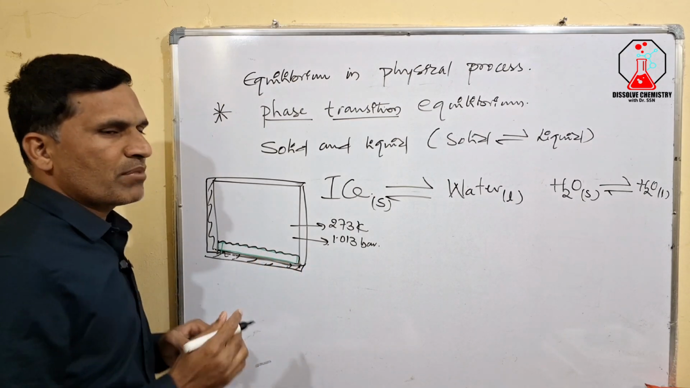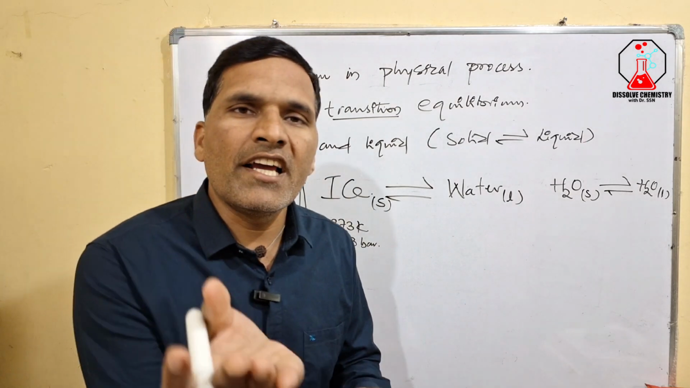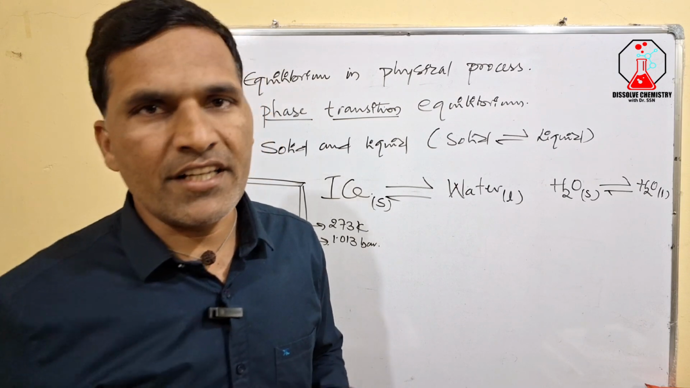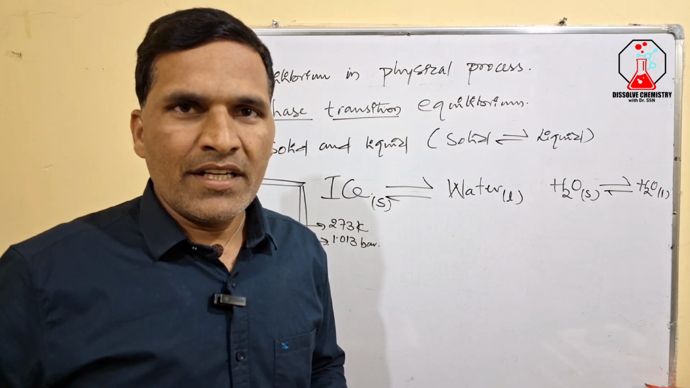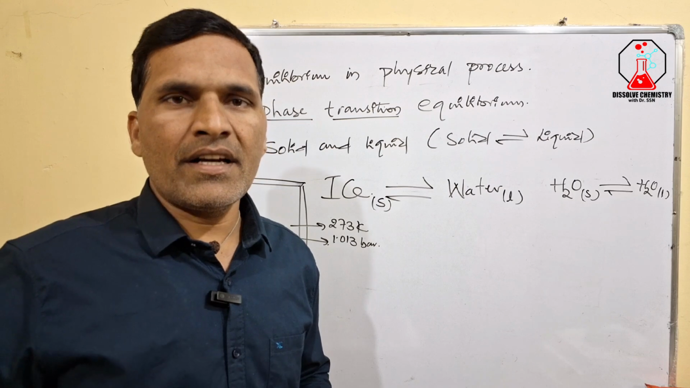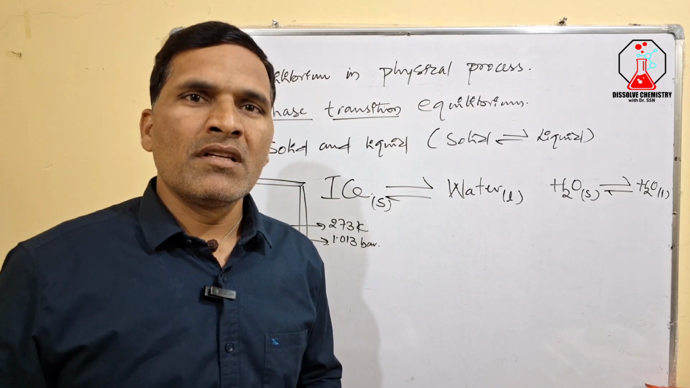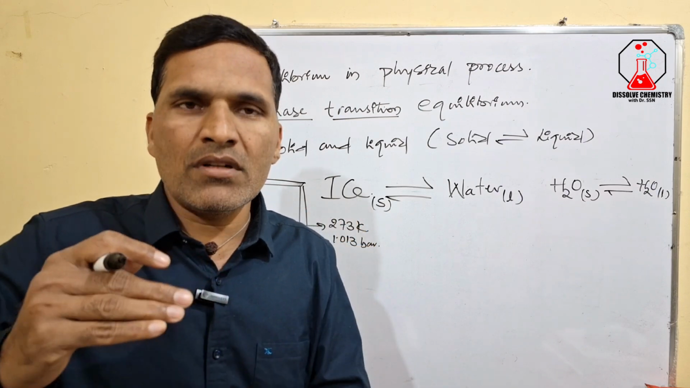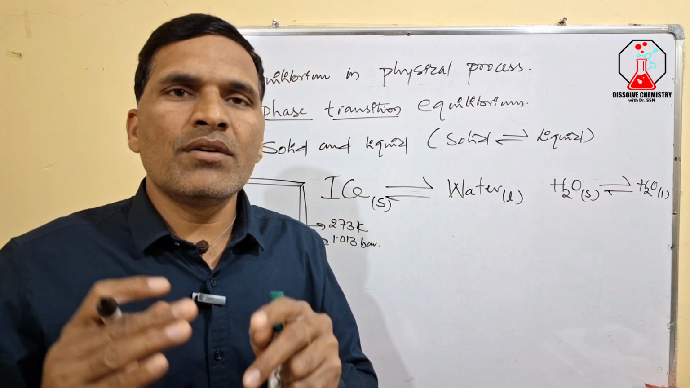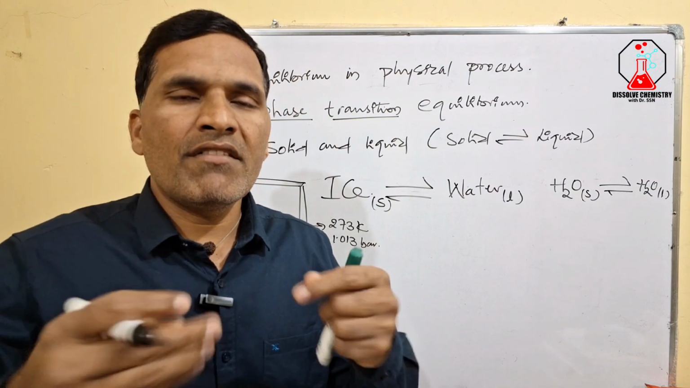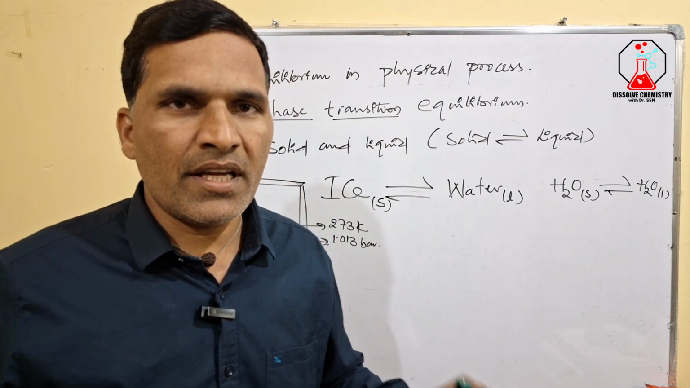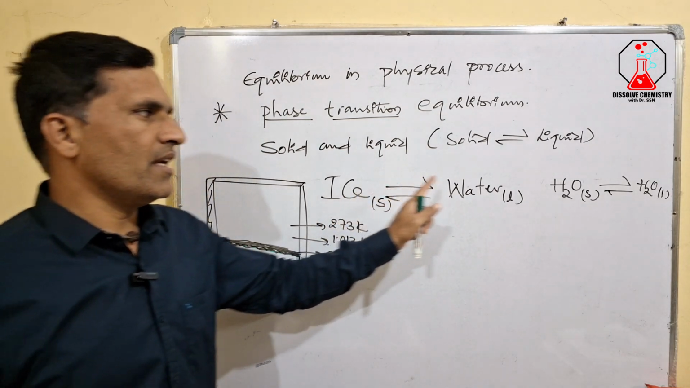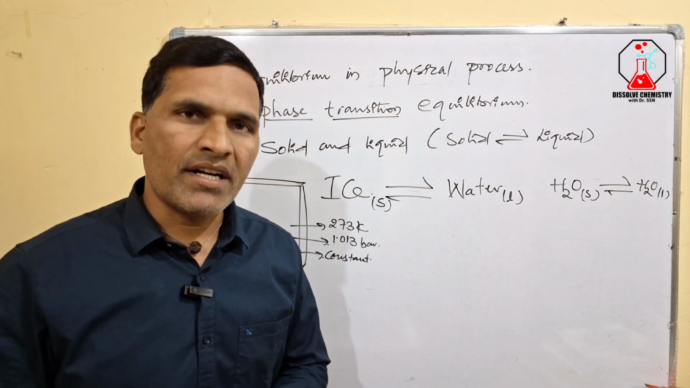Hence with time, the weight of the ice decreases and the amount of liquid water increases. Initially it increases, and after a certain interval of time, the amount of liquid water and the amount of solid ice is going to remain constant and will not change with time. So this point we call as what? An equilibrium is being established between ice and water.